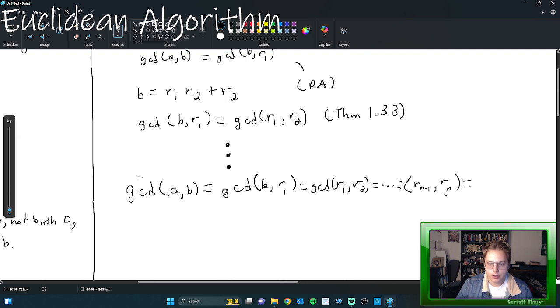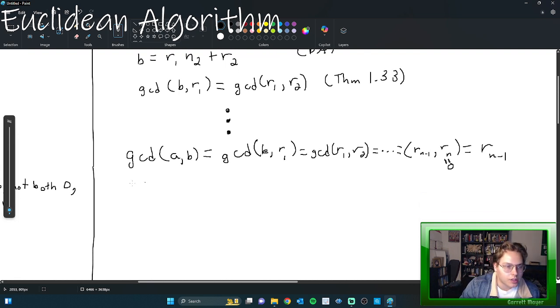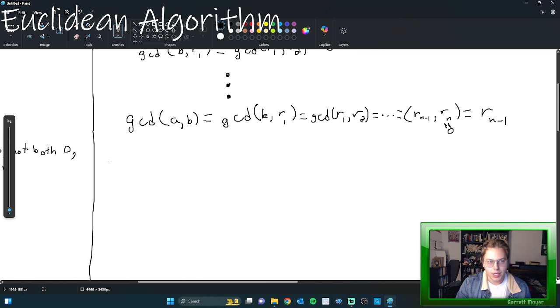So since this is just equal to 0, a divisor of 0, every single number is a divisor of 0, so R(n-1) would be a divisor of 0, and it's also a divisor of R(n-1). So the GCD of A and B ends up being this R(n-1) number here. So this is the very abstract basic formulation of how this works, but to understand it, you're going to have to go through a few examples. And the nice thing about this is you can do this with any two integers.